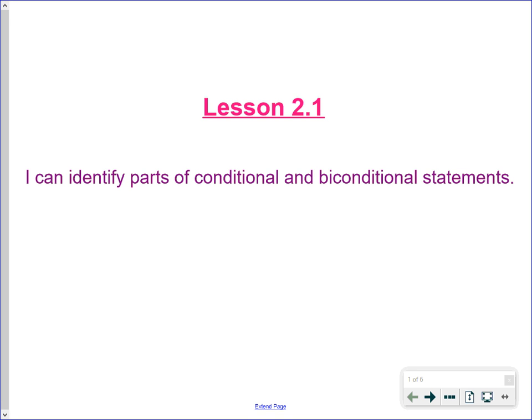Hey guys, we're going to be looking at lesson 2.1 today. Chapter 2 is going to be all about beginning proof writing. So we're going to be making our way into writing proofs and taking a look at what the parts of a proof are, talking about some truth statements, and then we're going to start going into actually writing the proofs and creating some two-column proofs. But for today, we're going to be looking at identifying parts of conditional and biconditional statements.